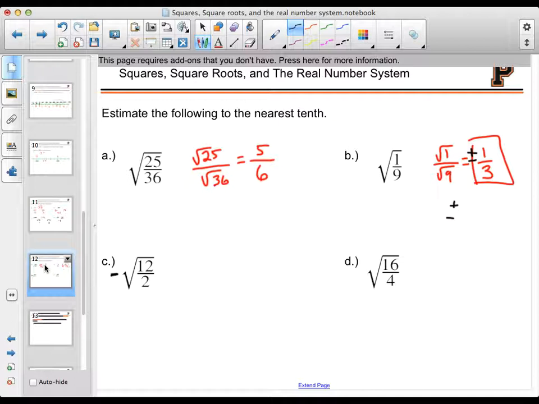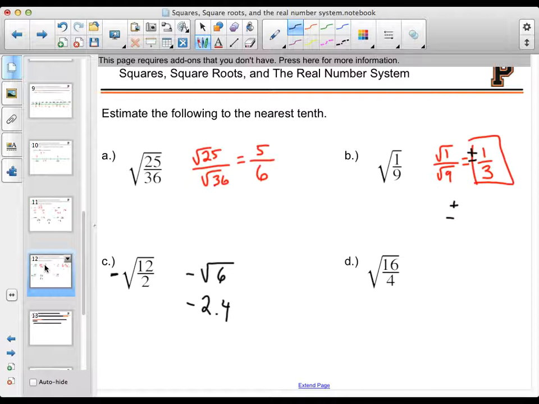Okay? So 12 over 2, neither of those are perfect, so all I'm going to do is simplify what's inside. 12 over 2 is another version of 6. So I'm taking the negative square root of 6, not a perfect square, so now I'm going to look to estimate this value. This is somewhere between 4 and 9, and probably just a little closer to 4. So I'm going to estimate this as negative 2.4. Again, you can check it on a calculator if you need to.